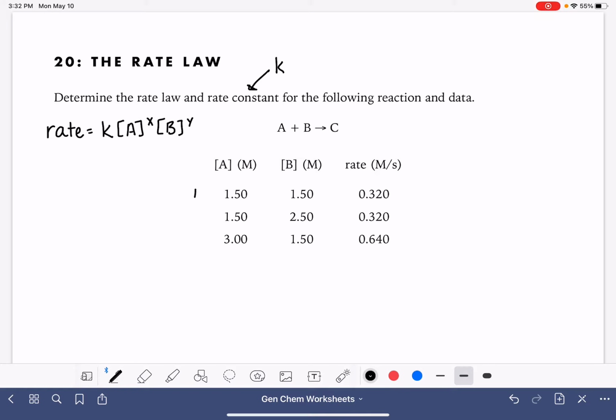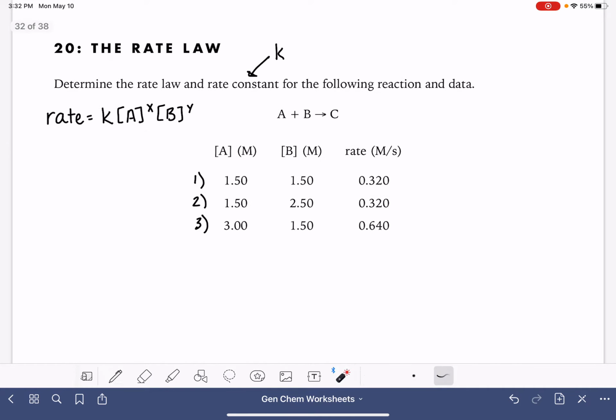To solve this problem, we're going to be using 3 sets of data. I'm going to number them 1, 2, 3. And to begin, we're going to select 2 sets of data. We're going to start by focusing on reactant A. So we're going to select 2 sets of data where the concentration of A is identical. That would be data set 1 and data set 2. The concentration of A is exactly the same.